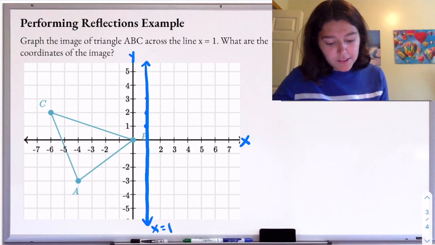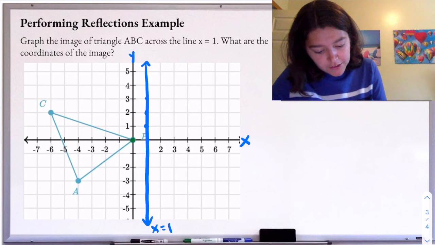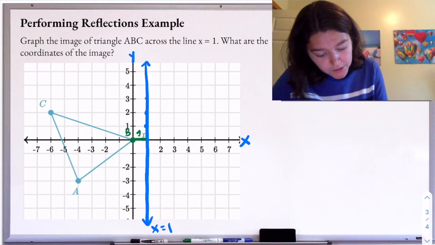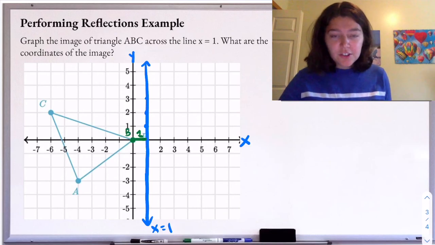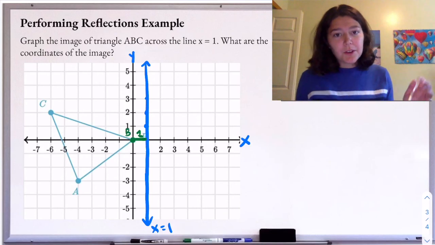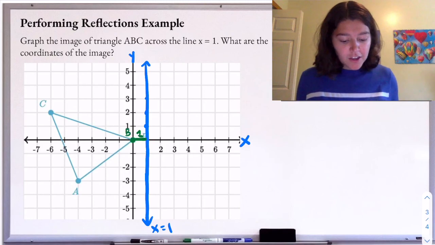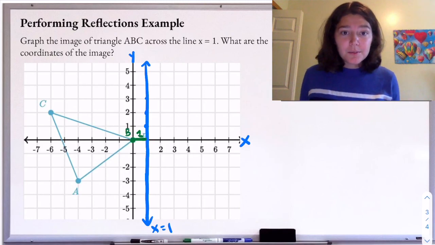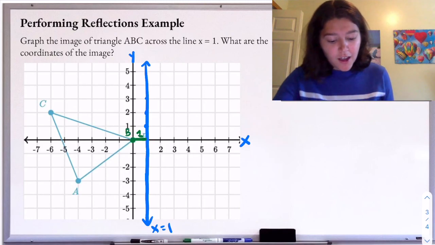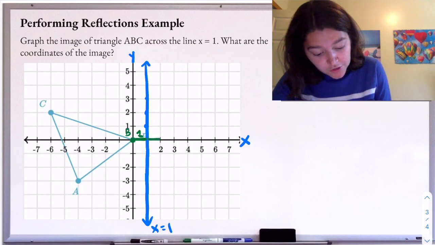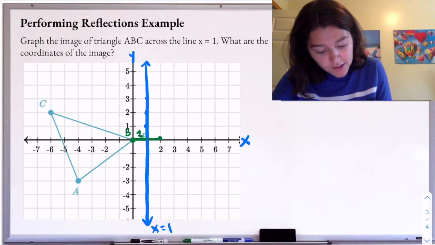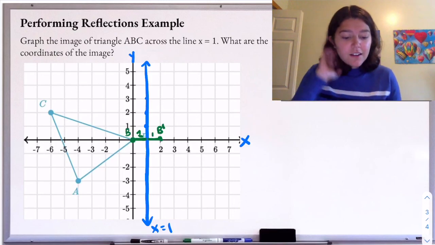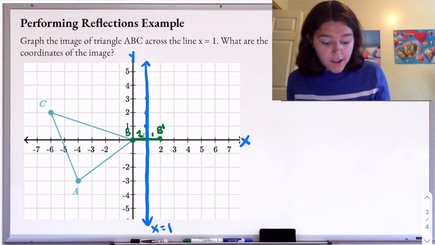So we'll start with B. Okay, so this is B right here. B is only 1 unit away from the line of reflection. When we again get this 90-degree angle, we go directly right. So that means to find B prime, the reflected B, I'm going to go 1 unit to the right of my line of reflection, and that's going to be B prime. Okay, all right, then let's do the same thing for A.